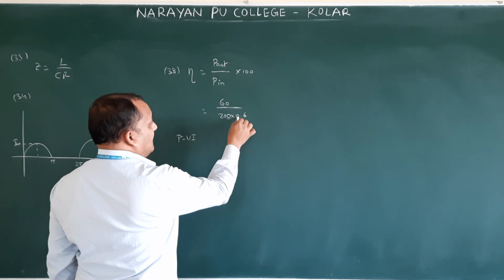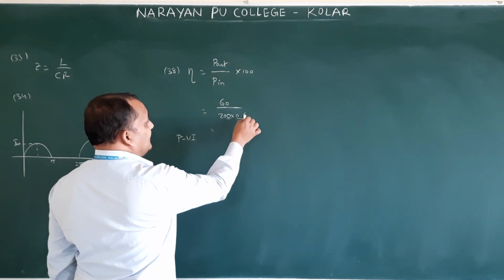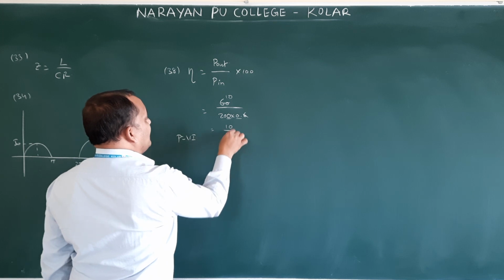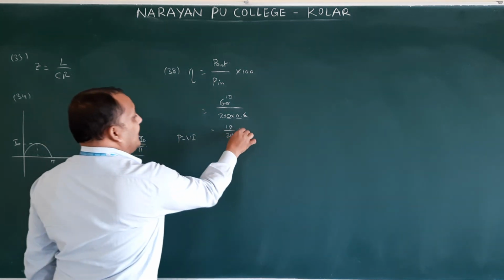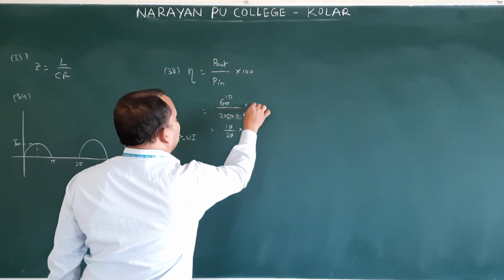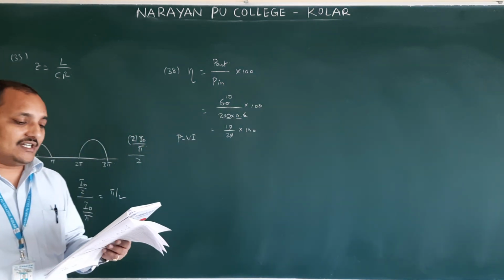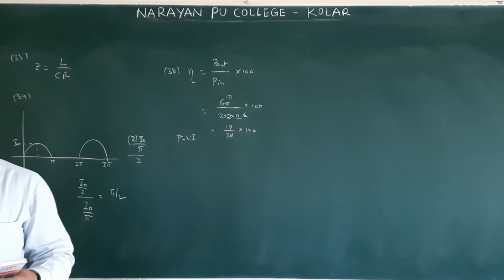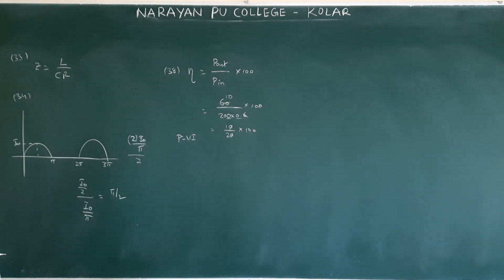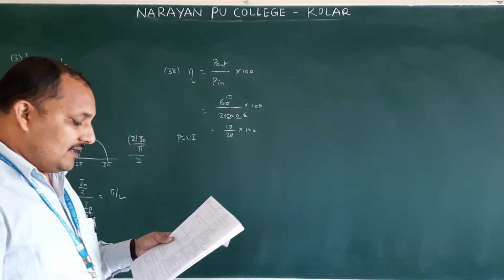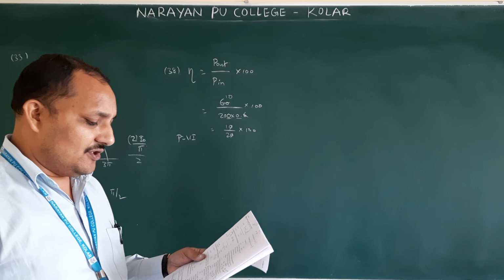So, 0.6 will be cancelled, this 6 will be cancelled here 10 times. 10 by 20, so 1 by 2 into 100. Efficiency means always we should multiply with 100. 1 by 2 into 100 means 100 by 2, that is 50%. So the answer is option 2. Next, question number 39. All these problems are related to transformer. Almost we came to the end, because in transformer only 2 questions are there.